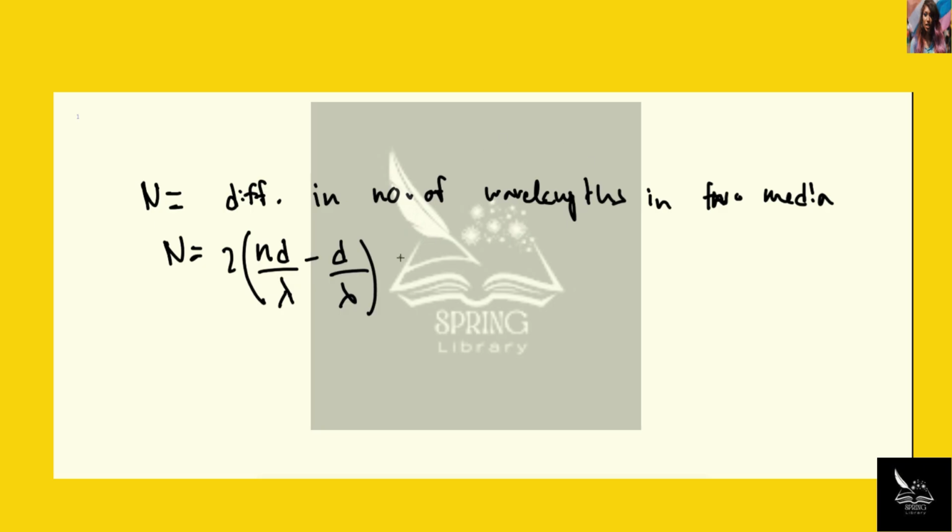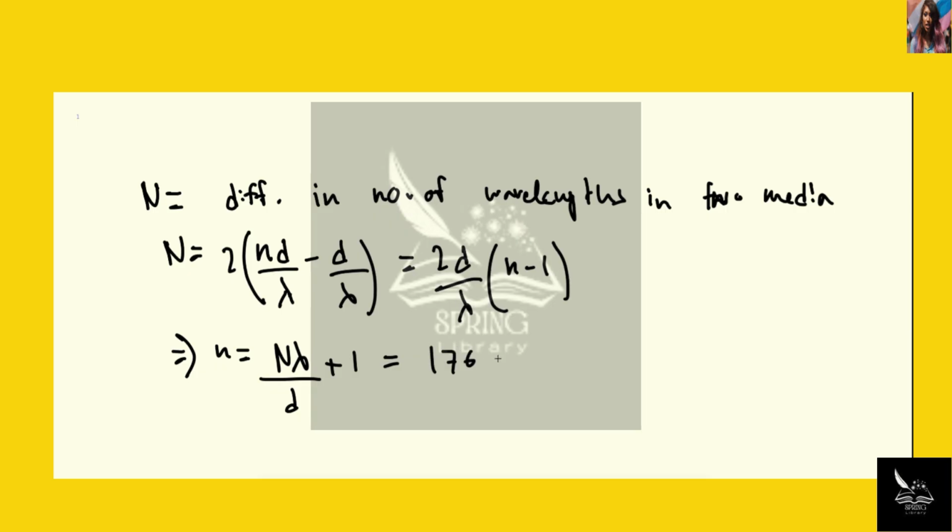Okay, so let's rearrange this. So this equation becomes 2d over lambda, taking d over lambda common, times n minus 1. And we can rearrange this equation to make small n, refractive index, the subject here. And so that's n equals big N, number of fringe shifts, times lambda over 2d, plus 1. And so fringe shifts is 176.